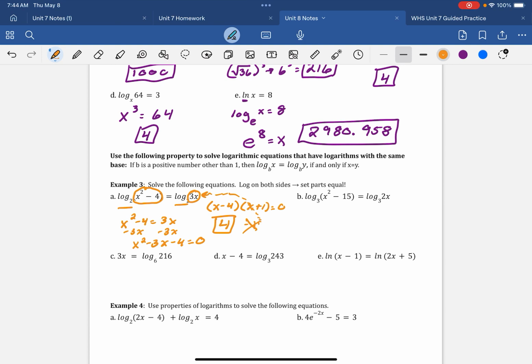So looking at example B, again, I have the same log on both sides. I'm going to set the items inside equal to each other. I have an x squared and an x, so I'm going to get everything on the same side. I'm going to factor x minus 5 and x plus 3 because 5 times 3 is 15, and negative 5 plus 3 is negative 2. I solve those, I get 5 and a negative 3.